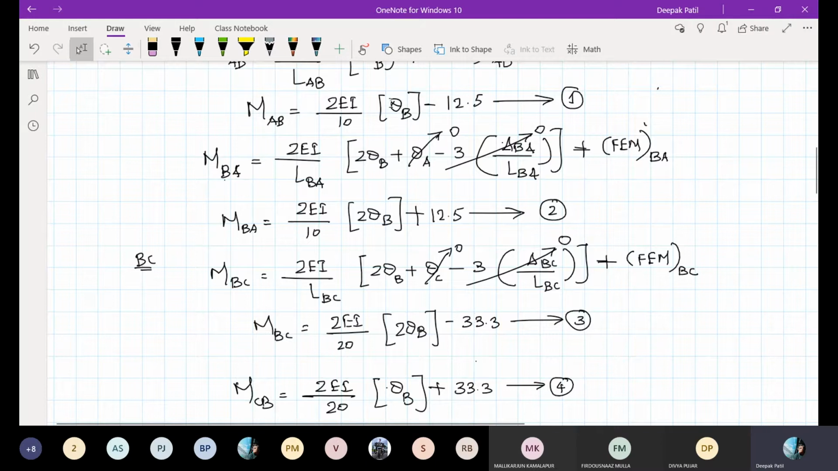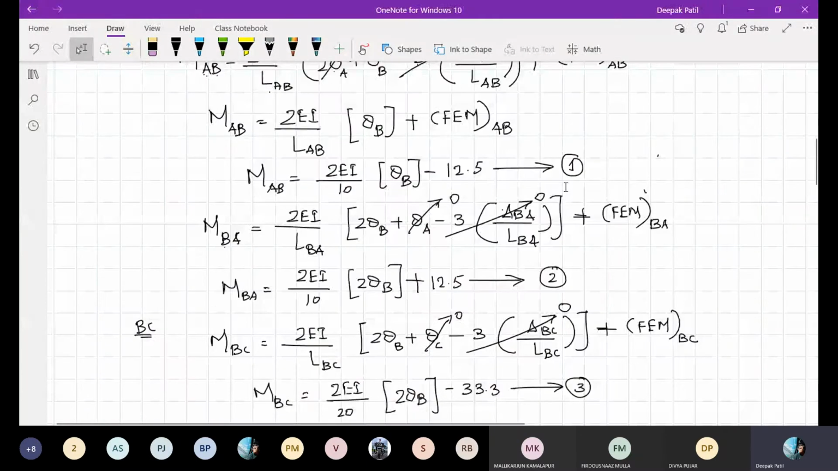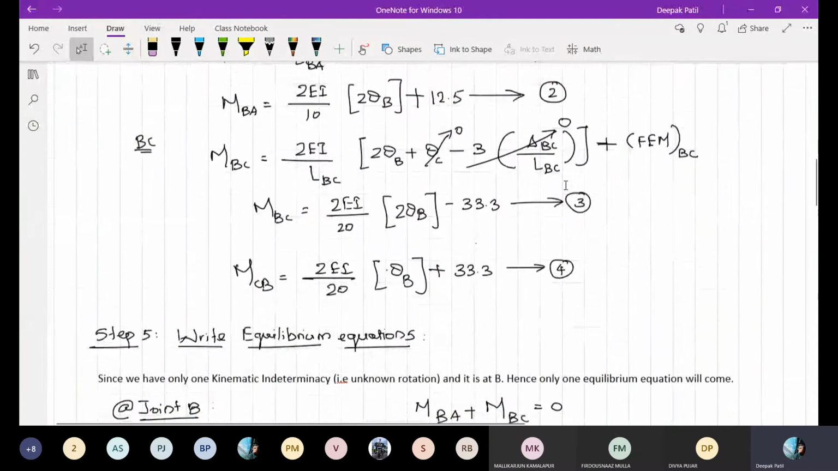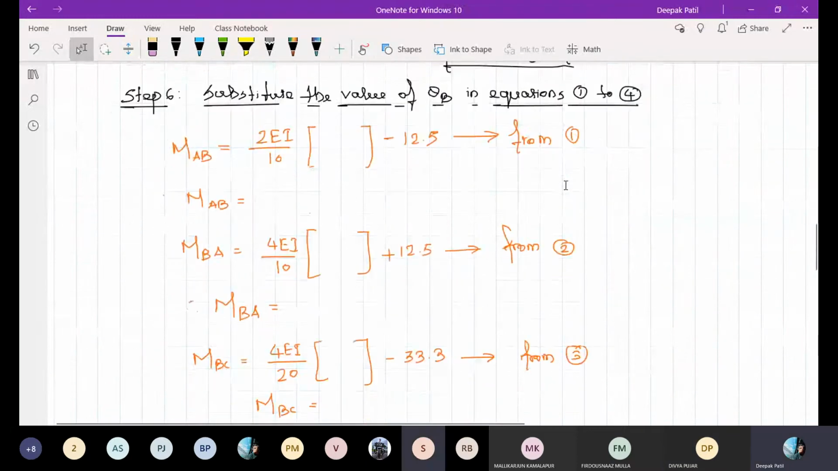You substitute the value of theta B because MAB also contains theta B, MBA also contains theta B, MBC also contains theta B and MCB also contains theta B. Though there is only one unknown in all these 4 equations, we want the values of MAB, MBA, MBC and MCB. So simple thing, you substitute the value of theta B in equations 1, 2, 3 and 4. That's it. Is that clear? Yes, sir.